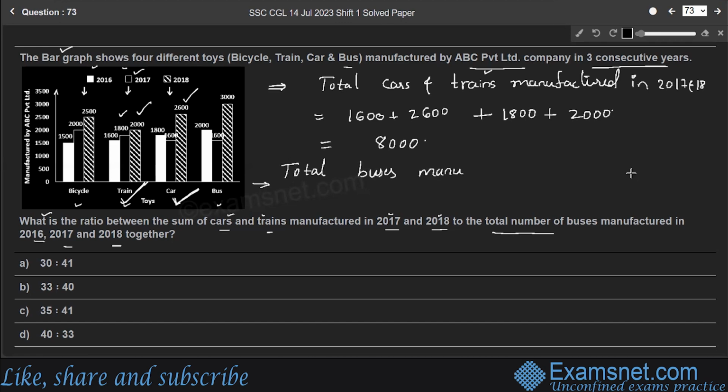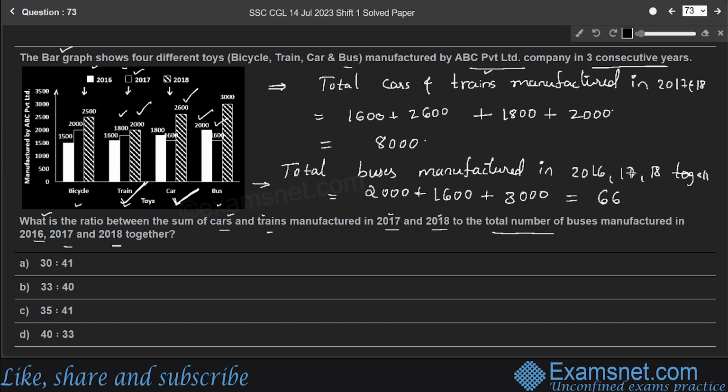Whereas the total number of buses manufactured in all 3 years, in 2016, 17 and 18 together: 2000 buses in 2016, 1600 buses in 2017 and 3000 buses in 2018. So together it is 6,600 buses, right? Manufactured in all 3 years together.